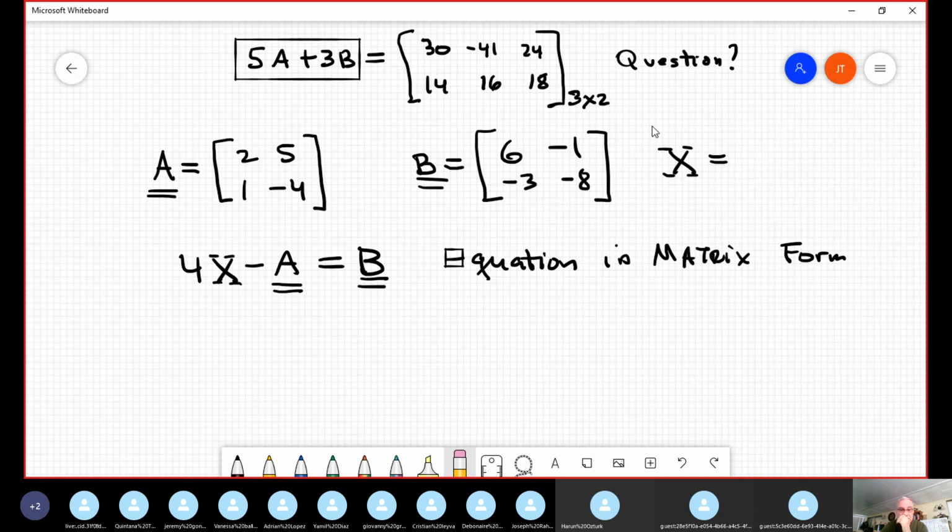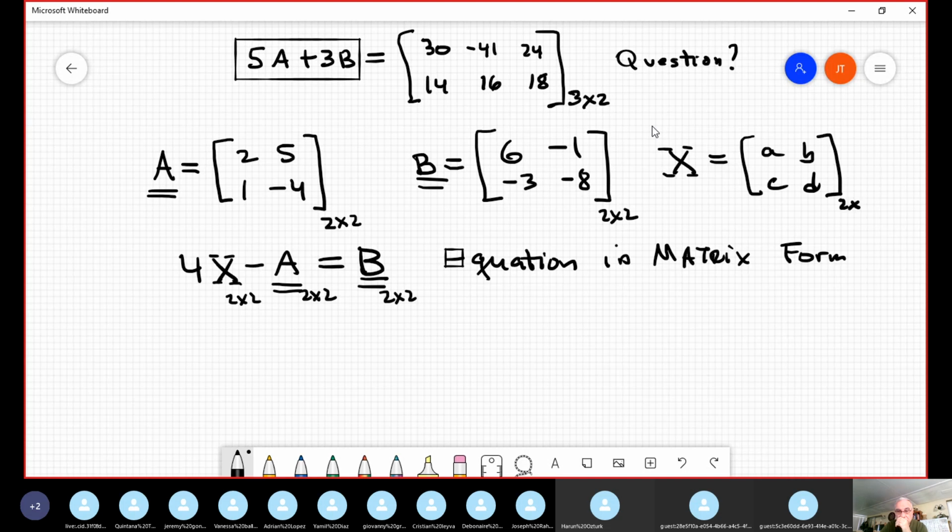Let me see how many elements we have. Look, the dimension for this matrix is 2 by 2, 2 rows and 2 columns. This is 2 by 2. This is 2 by 2. I suppose 4 is a scalar. So X is 2 by 2. I don't know the entries, so A, B, C, and D, which is 2 by 2 also, right? And you have to solve for X. In other words, I need to find the values A, B, C, and D.